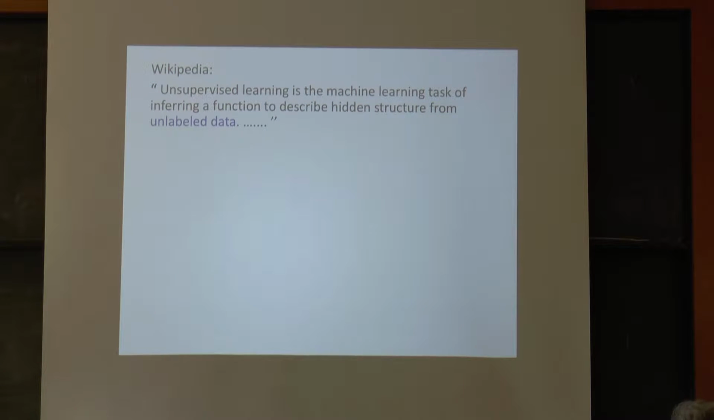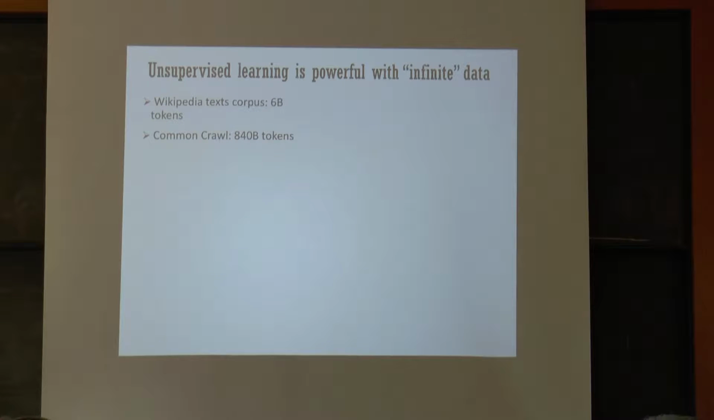If you Google it, Wikipedia will tell you unsupervised learning is the machine learning task of inferring a function to describe hidden structure from unlabeled data. I guess the important thing is that we only have unlabeled data. It's a restriction, but it's also a powerful thing because we can assume, in some sense, that we have infinite unlabeled data. Just to convince you, take the Wikipedia text corpus, a collection of documents. This is a public data set with 6 billion tokens, basically 6 billion words.